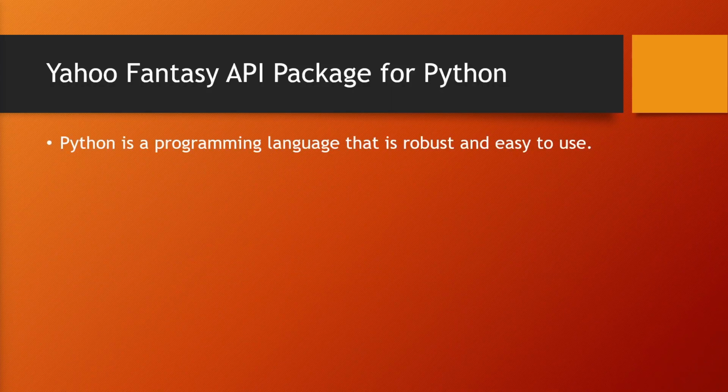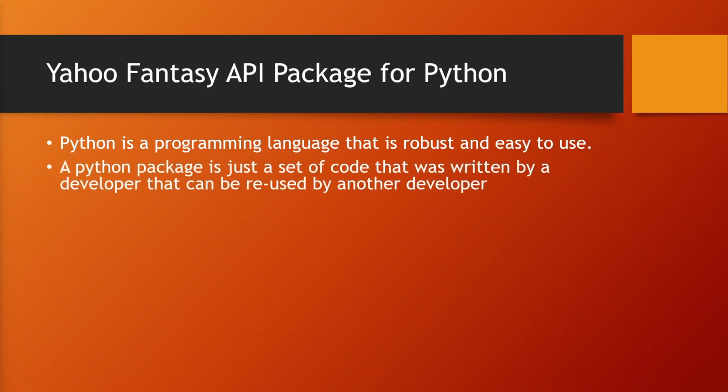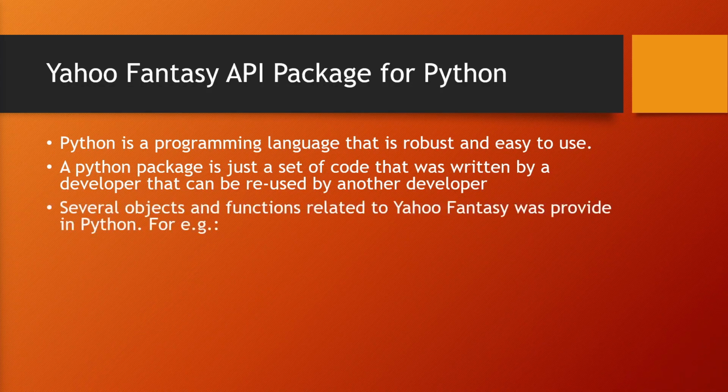Python is a programming language that is robust. A Python package is just a set of code that was written by a developer and can be reused by another developer, so we don't have to reinvent it. Speaking of the Yahoo Fantasy API package, it makes several objects and functions related to Yahoo Fantasy available in Python.